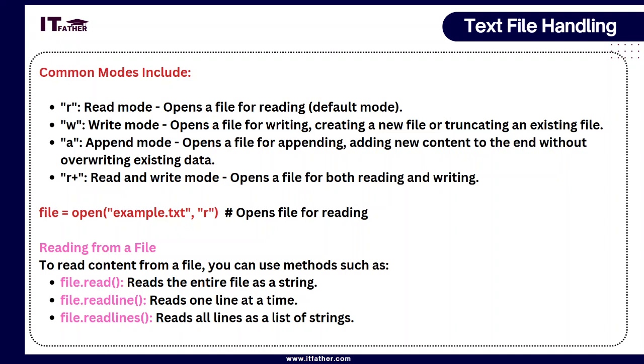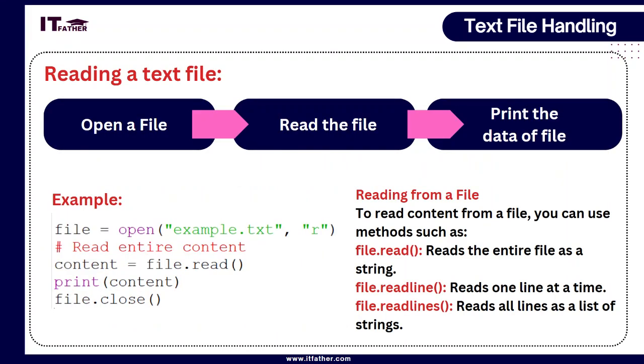And r+ is used for read and write mode, which means it will open the file for the purpose of reading as well as writing, if you want to perform both operations together on the same file. So we will do this example also, how to read and write all together. Okay, now reading a text file involves 3 processes which we should keep in mind. First, open a file. Now we can understand, because we have already done the practical. So after the practical, we can understand the theory very easily.